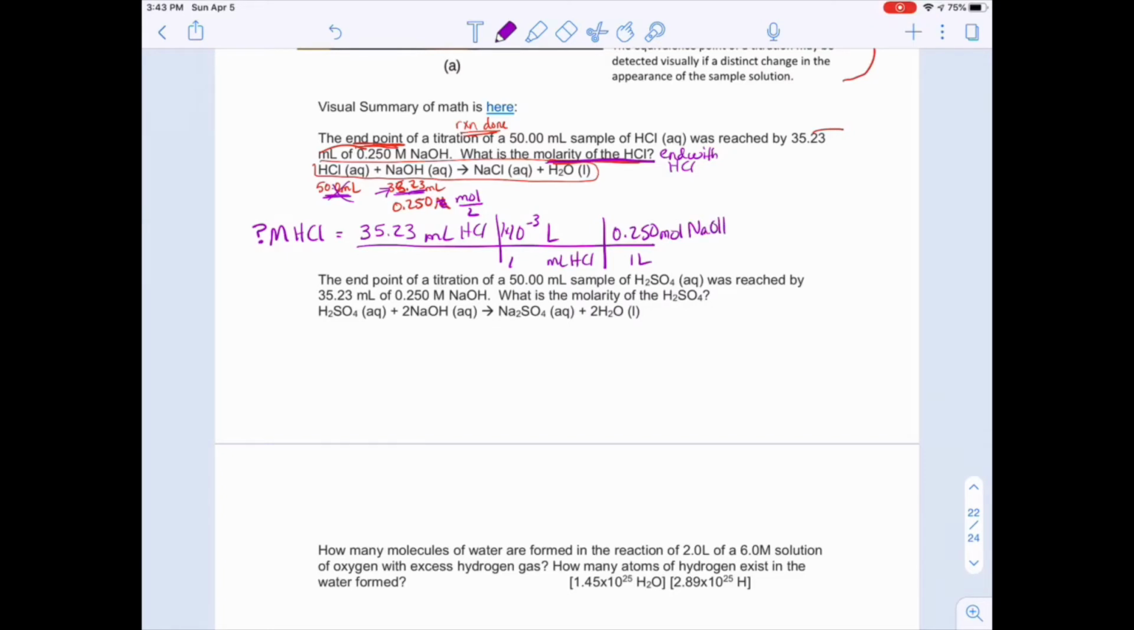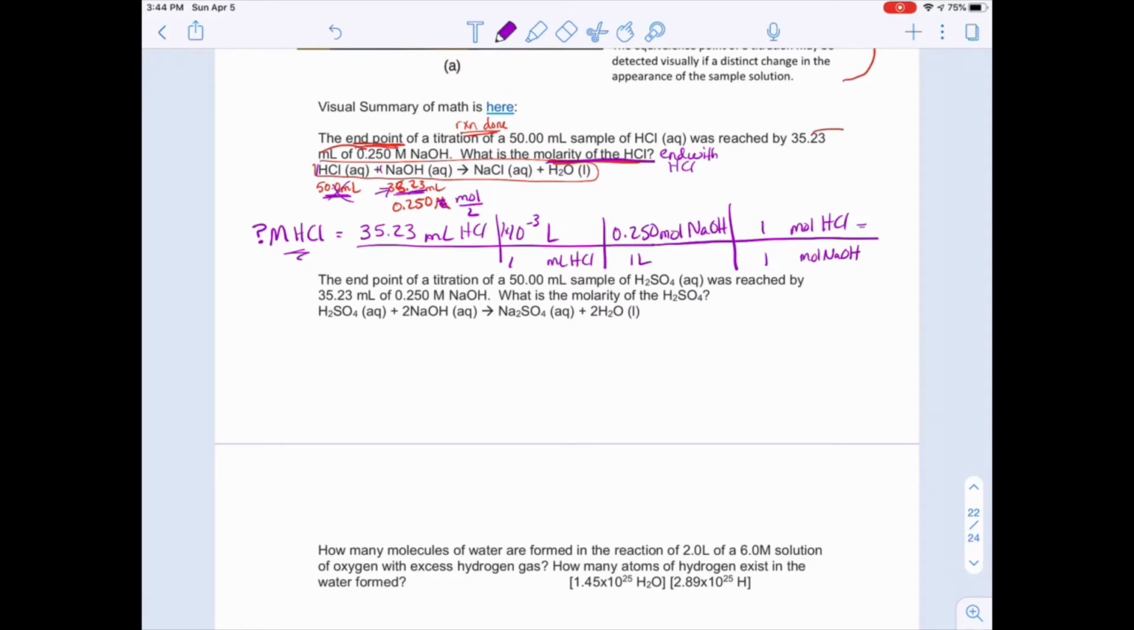You'll see this corrected on the key. Just make sure you say NaOH up until this point, because now we're switching to HCl. Apologize for the confusion. This is molarity of HCl. So moles of NaOH into moles of HCl. Looks like it's 1 to 1.